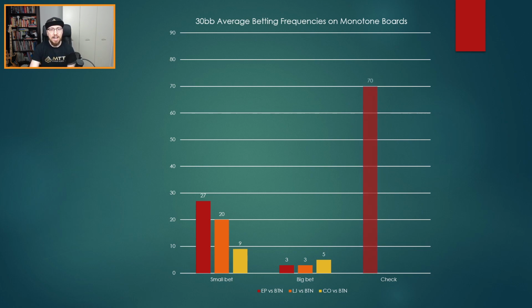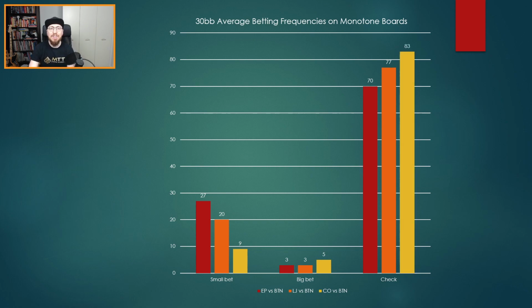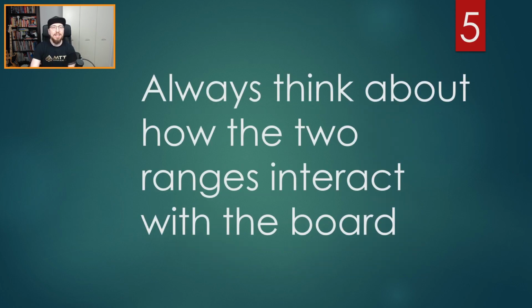And then when it comes to check, now we've got 70% check on monotone boards, EP versus button, 77% check low jack versus button, and then 83% cutoff versus button. So you should do a lot more checking on monotone boards specifically. And number 5, always think about how the two ranges interact with the board.